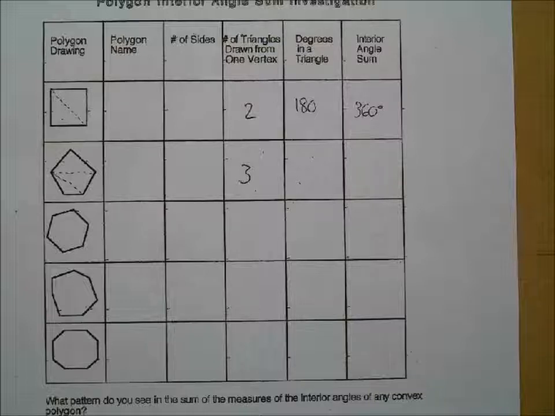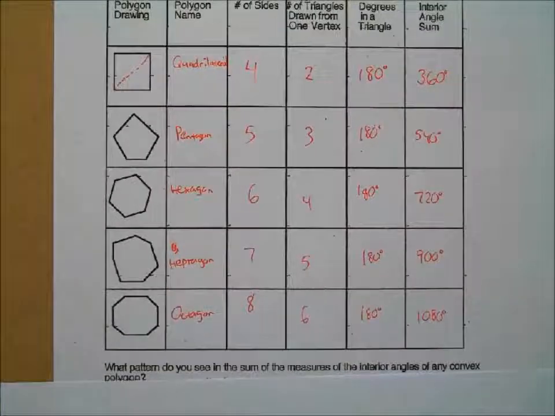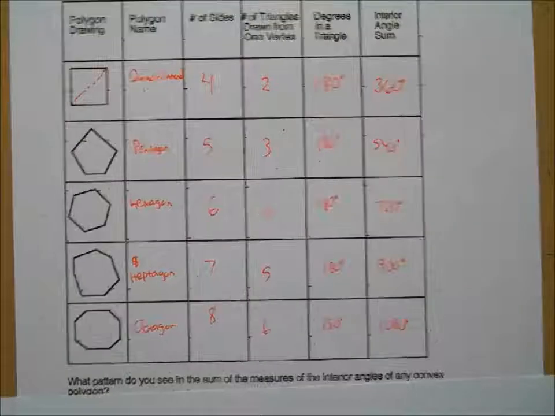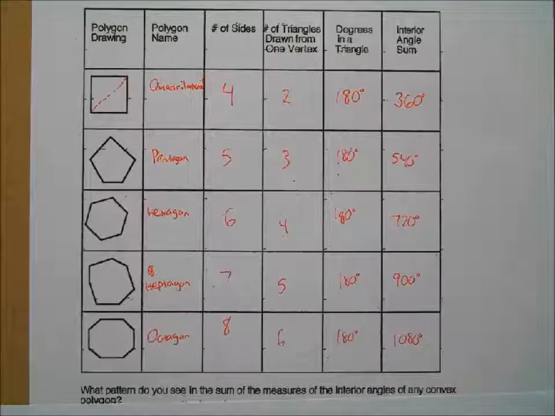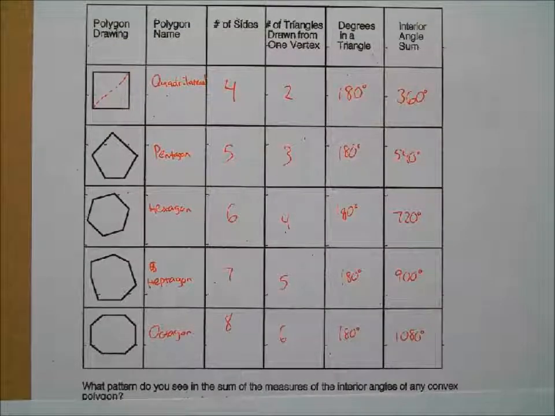Let's take a look here at, excuse me, this paper. So hopefully you got something that looks like that. Okay. So, does anyone see any patterns here with what's happening? I want to describe what's happening in the sum of the measures of the interior angles.